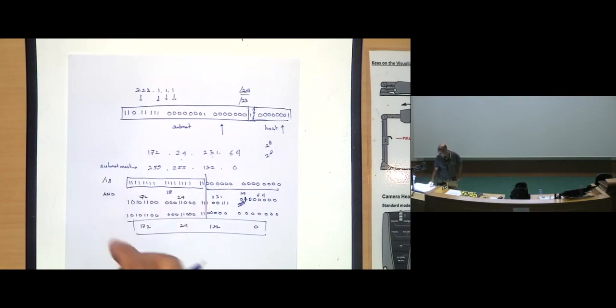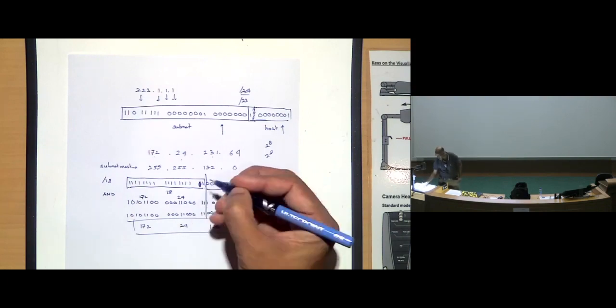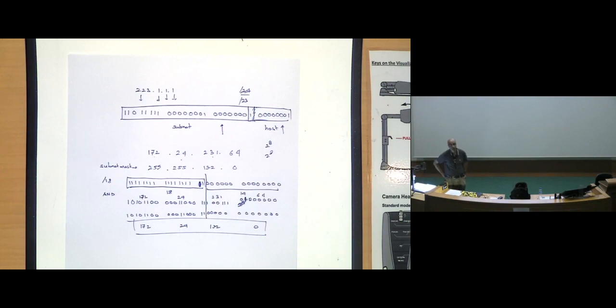And the way your subnet mask will be, you will never get something like this. Subnet mask will always be a sequence of continuous ones followed by zeros. By looking at how many ones are there, you know how many bits you're going to use for the subnet, how many bits you're going to use for the host.